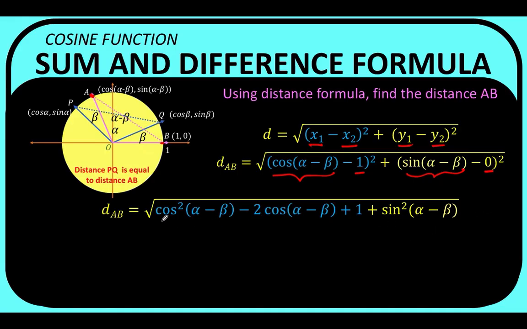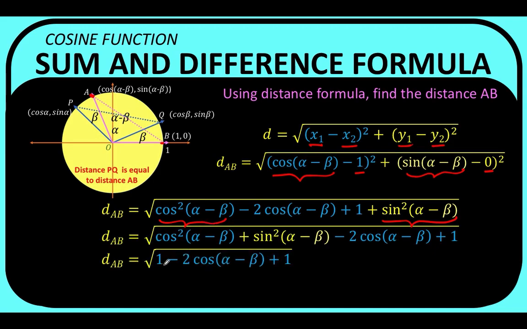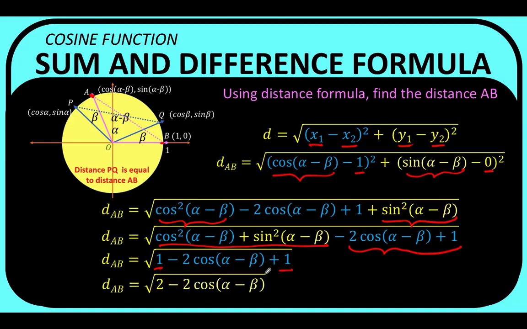Notice here also that you have the cosine squared of an angle plus the sine squared of the same angle, which is equal to 1 using our Pythagorean identity. And therefore, we can simplify this further as 1 minus 2 cosine of alpha minus beta plus 1, because this part here is just equal to 1 using the Pythagorean identity. And then you have here a constant 1 and another constant 1. So we can combine these two constants to arrive at the distance between points A and B equals the square root of 2 minus 2 cosine of alpha minus beta.